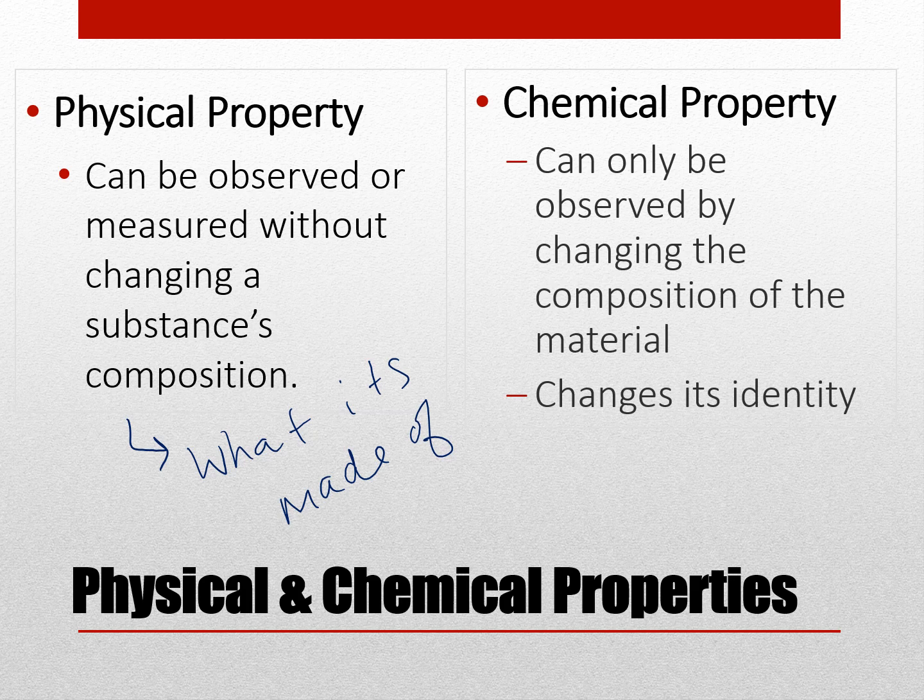Chemical properties can only be observed by changing the composition of the material. You actually will change its identity, or what it is made out of at the atomic level. So a chemical property is something where you are literally changing its composition in order to see it.